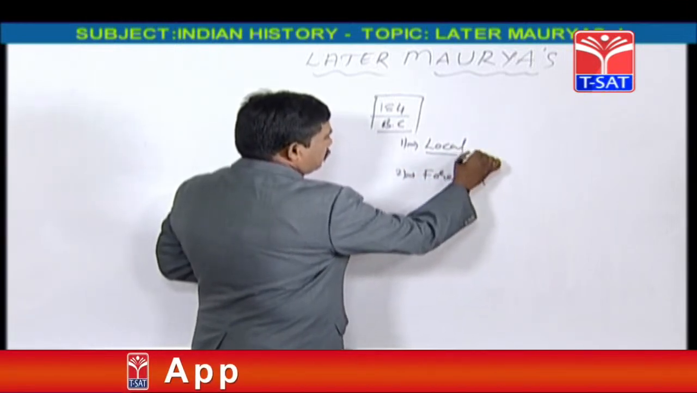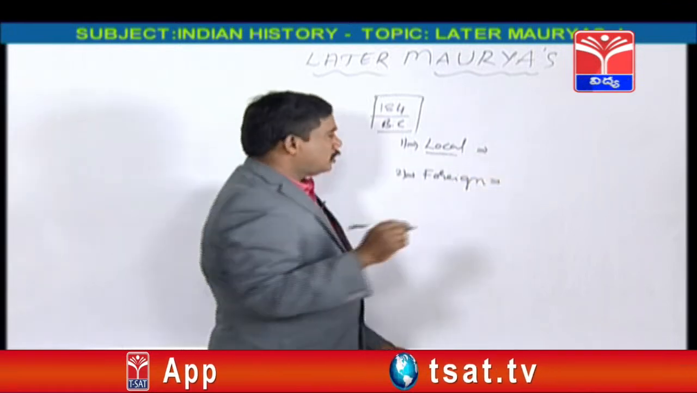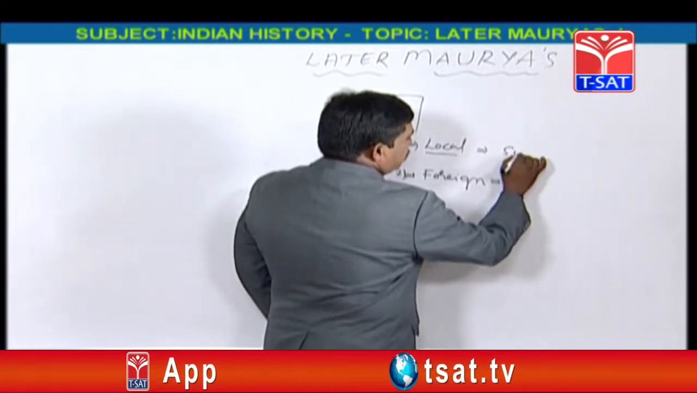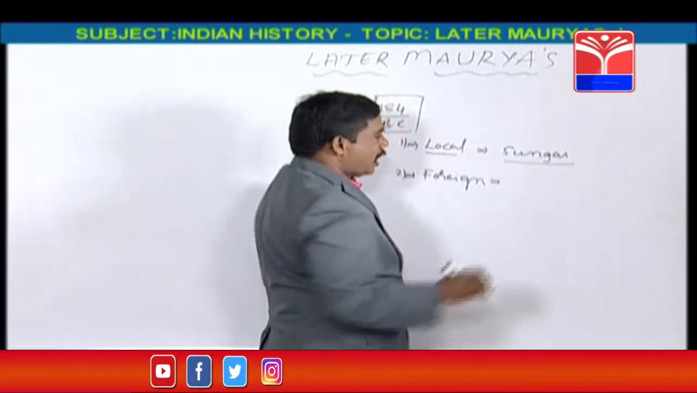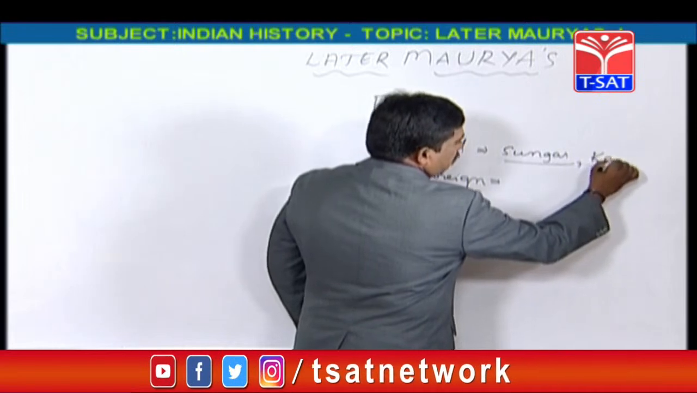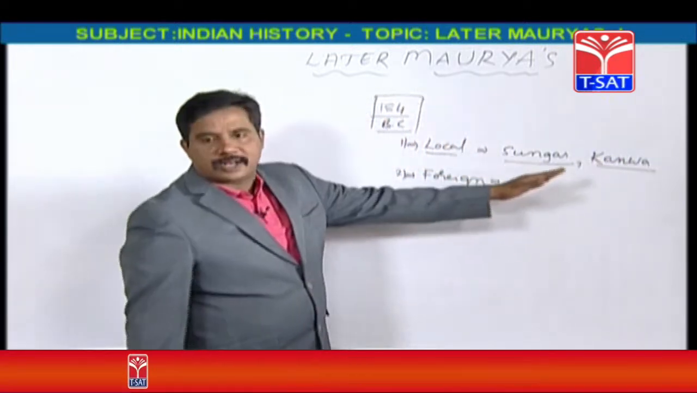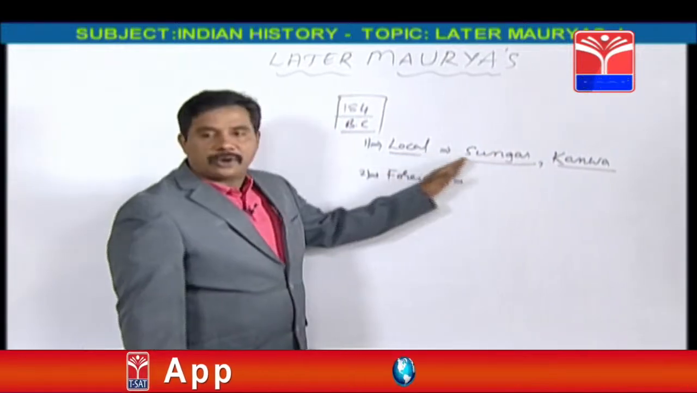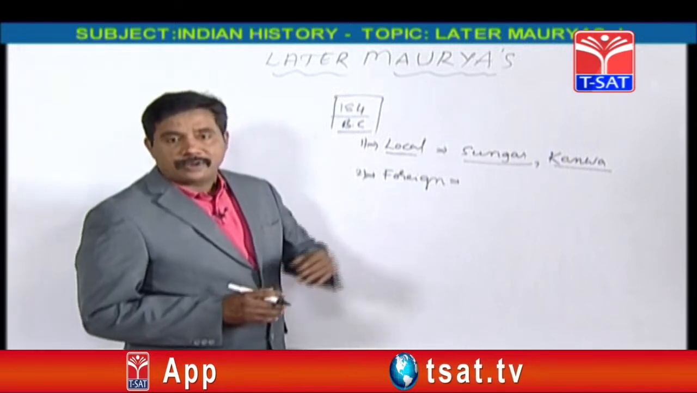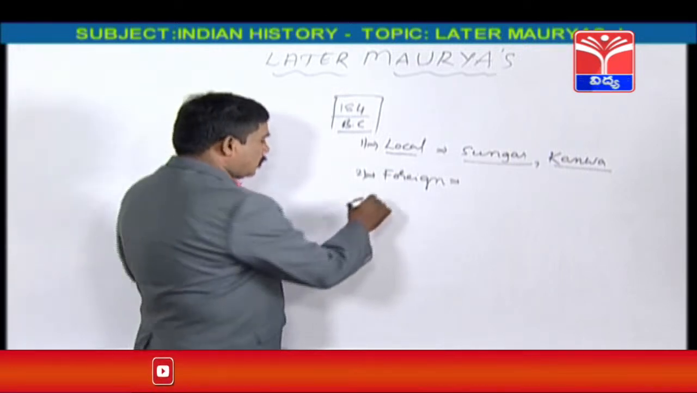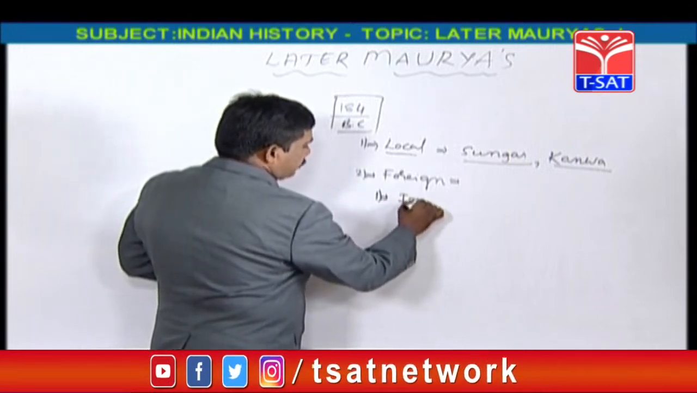Local kingdoms are two. That is the Shungas and the Kanwas. These are called local dynasties. And we have foreign dynasties also. Foreign dynasties means, one, the Indo-Bactrians.